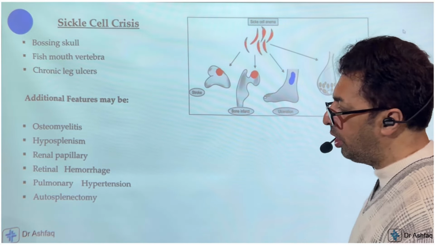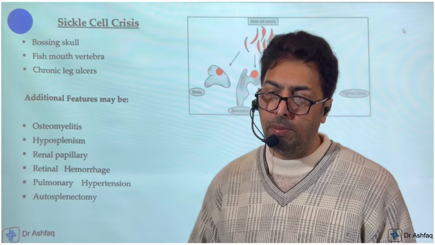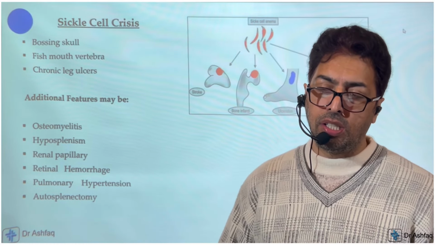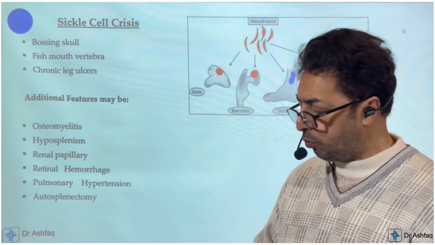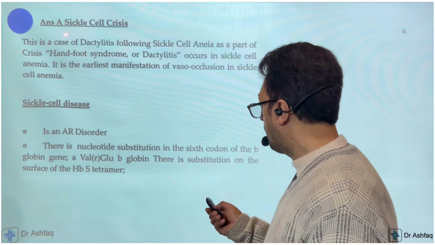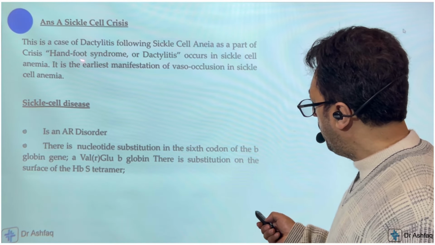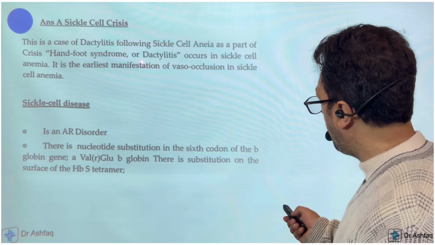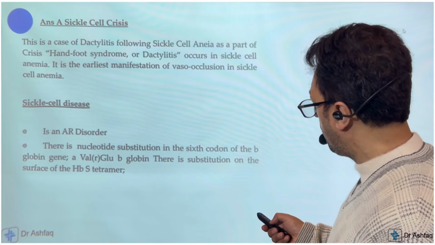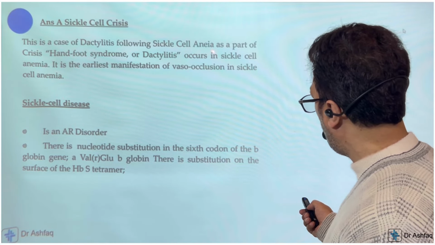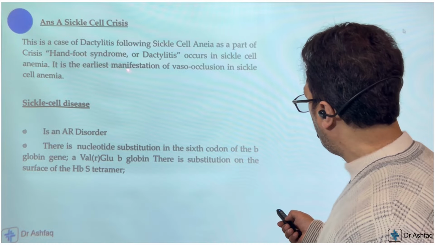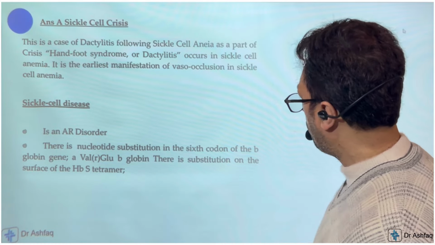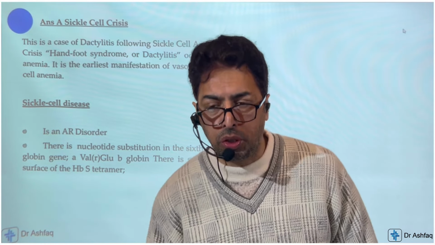So you can have bone infarcts, and the bone infarcts can be in smaller bones, in the digits as well. That is what we refer to in the explanation as hand-foot syndrome or dactylitis. This is basically a case of dactylitis following sickle cell anemia, and it is the earliest manifestation of the vaso-occlusion in case of sickle cell disease.